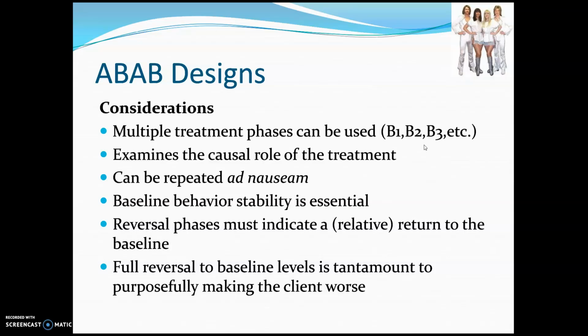So you can have treatment phase 1, 2, and 3, and they can all be different. But as I said before, the real benefit of this is it allows us to establish a causal role of treatment, right? You can also repeat this forever. Basically, it can be AB, AB, AB, AB, AB as many times as you want, right? It's only AB, AB in the name, but it actually can be AB, AB forever, right?